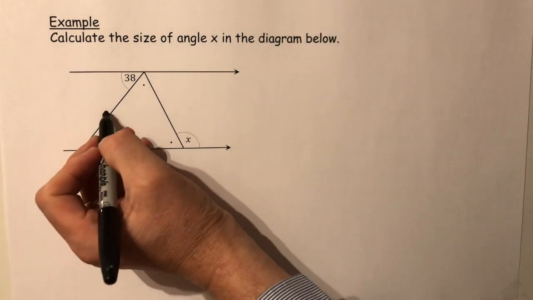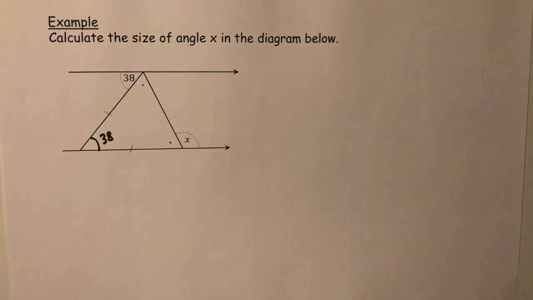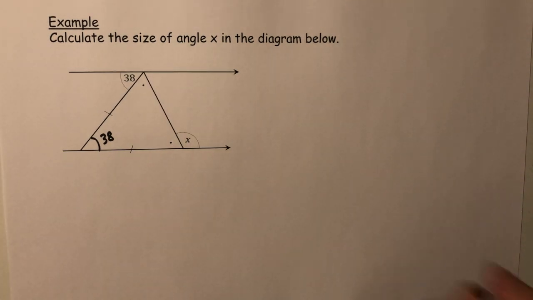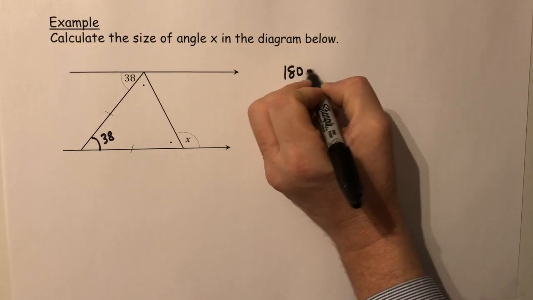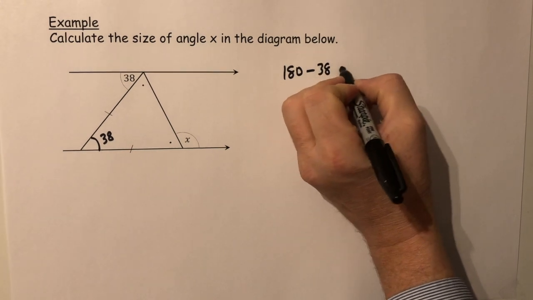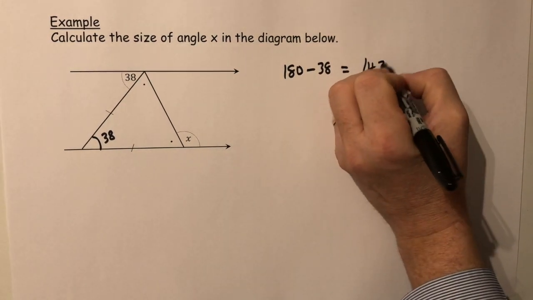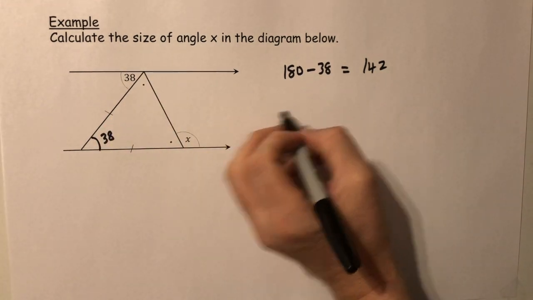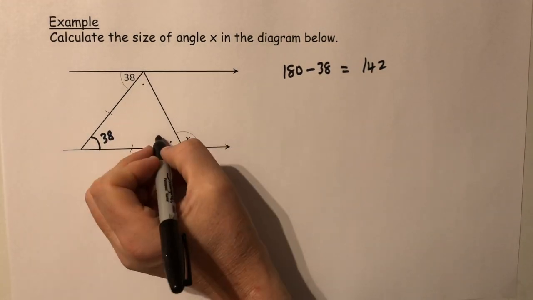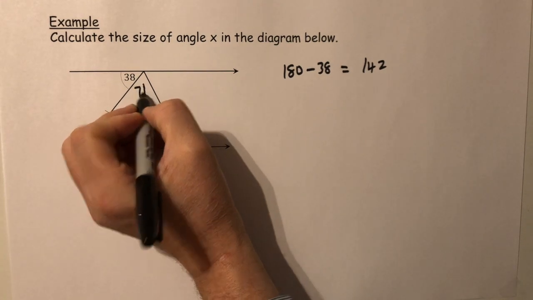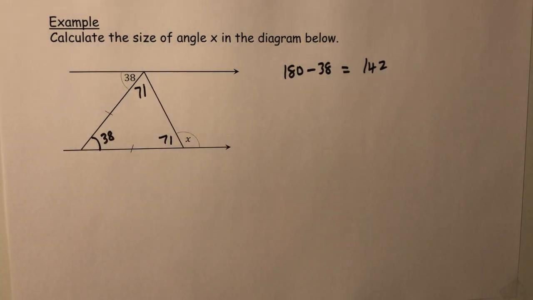That is because this dash and this dash implies that the triangle is isosceles. So we have 180 take the 38, which is equal to 142. Therefore, each of those angles is half of that, which is 71 degrees. So we've got the 71, the 71, and the 38 makes up the 180 degrees in that triangle.